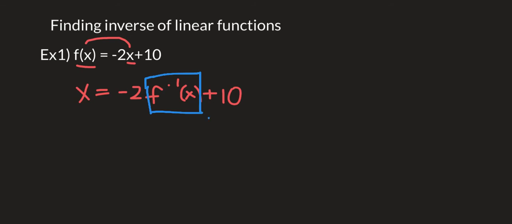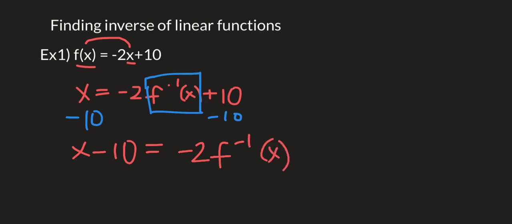So now I'm just solving this. I'm going to subtract 10. I can't actually do x minus 10 and get any specific value. So when I do x minus 10, that's going to give me just the value x minus 10 equals -2 times the inverse. And then I'm going to need to divide by -2. Sorry, I'm trying to switch colors here. So I'm going to divide by -2.